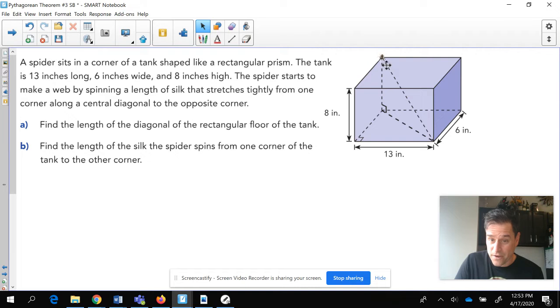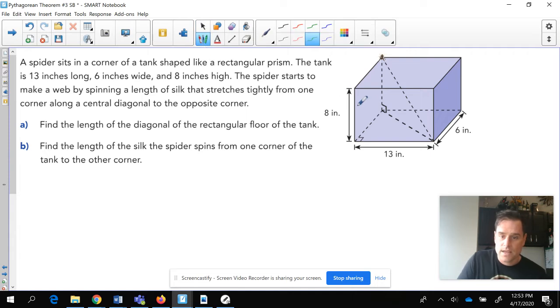And so this would not make me very happy of them spinning a web from here to here. So here's the problem. Look at the information they gave us. They gave us this is 6, this is 13, and this is 8. So I know if this is 8, I need to find this value right here.